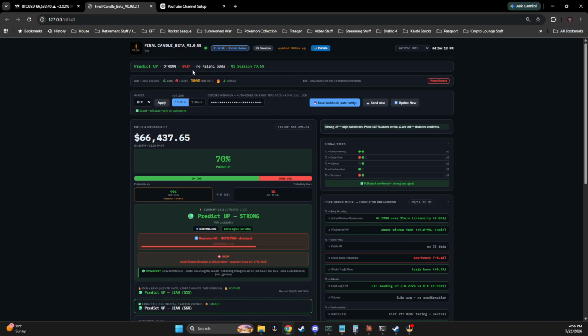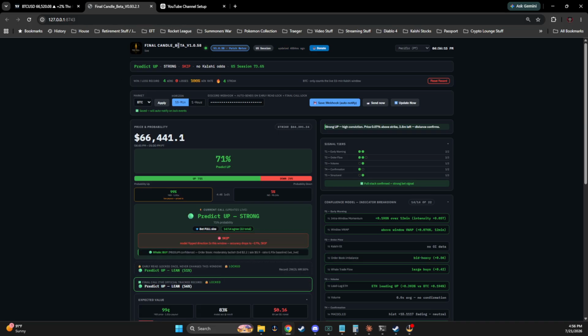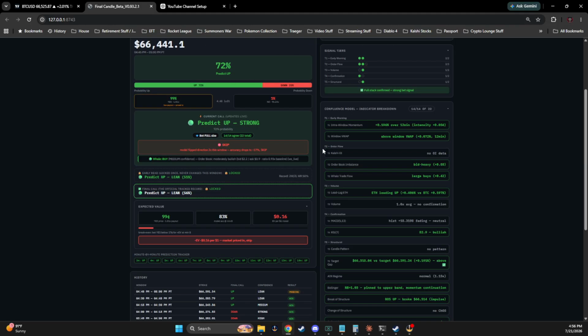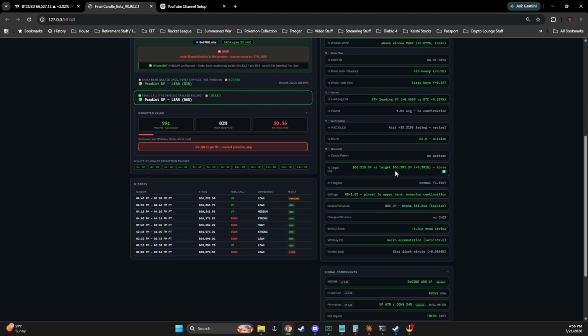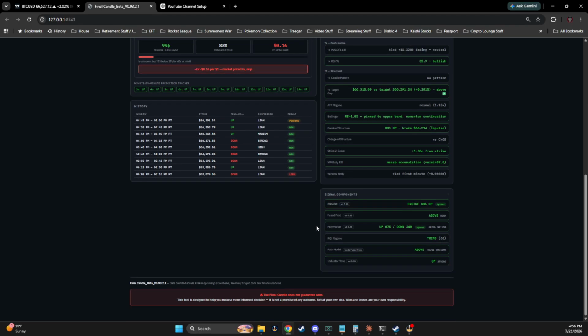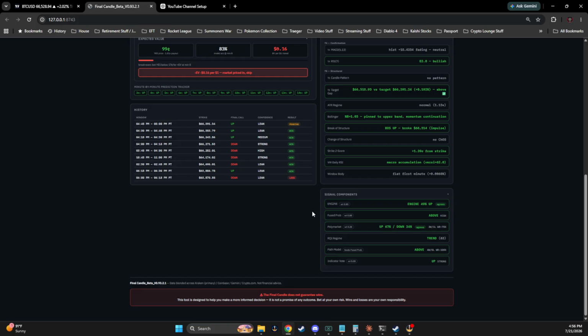But yeah, so this is overall the final candle. Like I said, it's in beta. I currently try to do updates weekly on it, just trying to make it better and better over time and get it more and more accurate and easier to understand. Overall, I think the interface of what you see is pretty self-explanatory. I'm trying to give you as many tools and features as possible for you to make the best call.